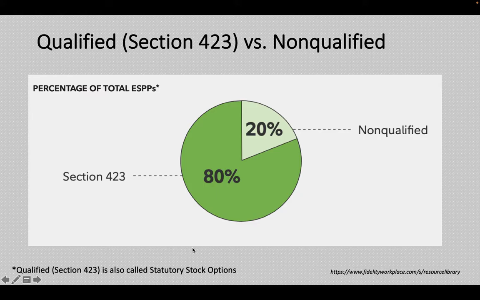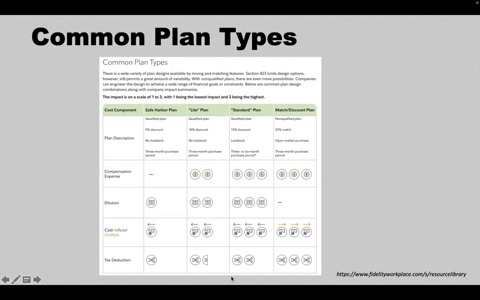For the legal term, the IRS especially uses the term statutory stock option. So when it is qualified under section 423, they call it a statutory stock option, which is qualified. Then this is provided by Fidelity on their website. Fidelity is kind of acting like a plan advisor that helps employers to design different ESPP plans.